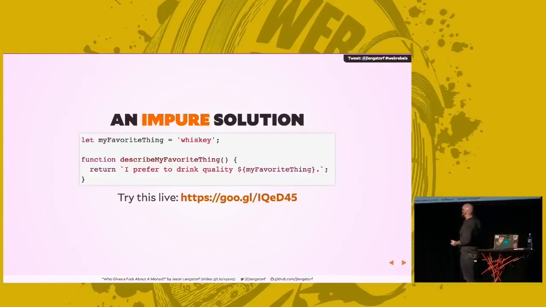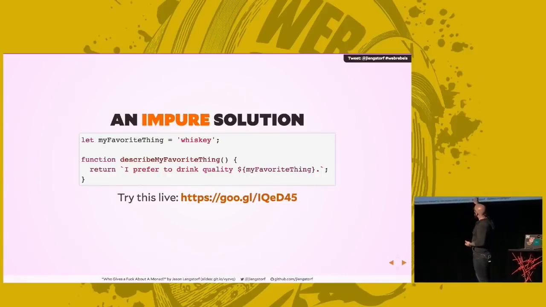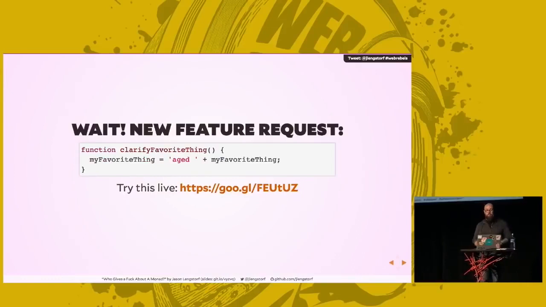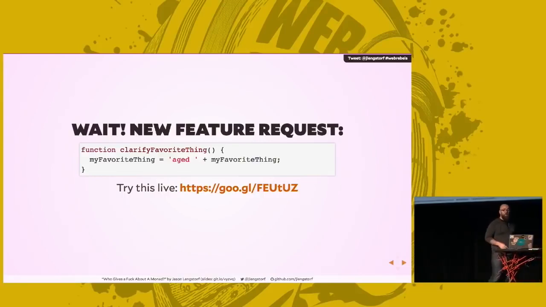So we have a function, and this would be an impure function. We set a global variable called whiskey. Then we build a function called describe my favorite thing, which grabs that global variable and returns a sentence describing my favorite thing. Okay, so far, so good. Then we get a feature request. Okay, great. So let's clarify. I don't like any whiskey. I like aged whiskey. Okay, so good. That's a good thing. I want that.